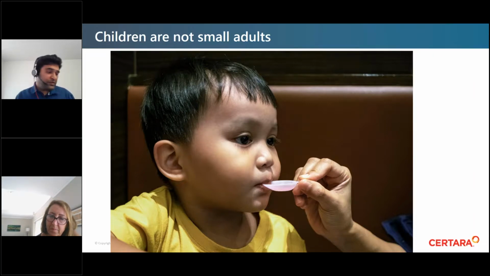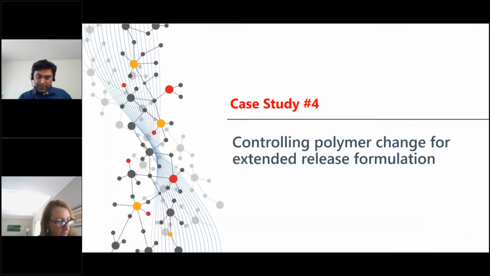Next case study, please. Okay, so this final case study for today is controlling a polymer change for extended release formulations. Extended release drugs offer several potential advantages over other medicines. For example, they reduce the frequency of the dose by modifying the rate of drug absorption.